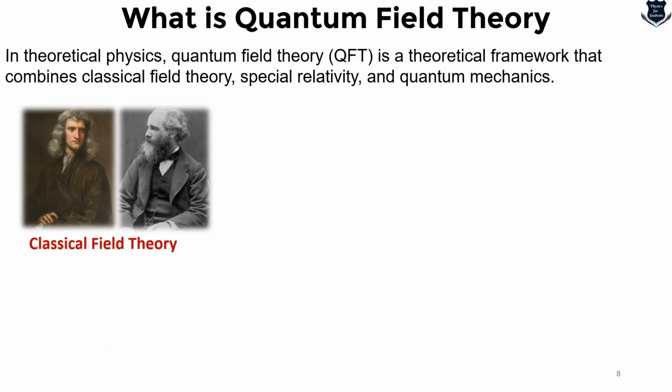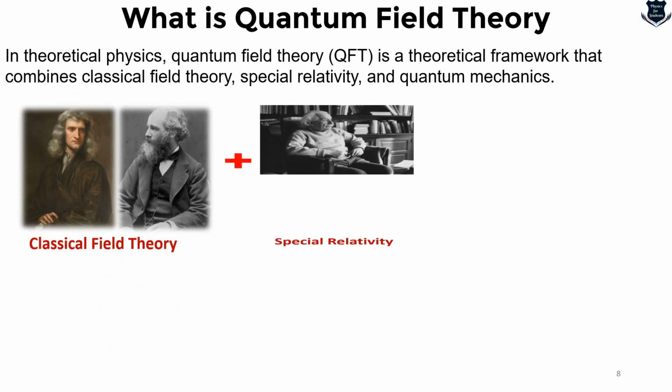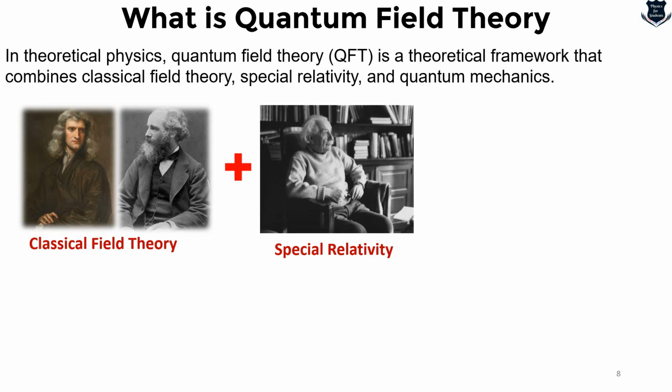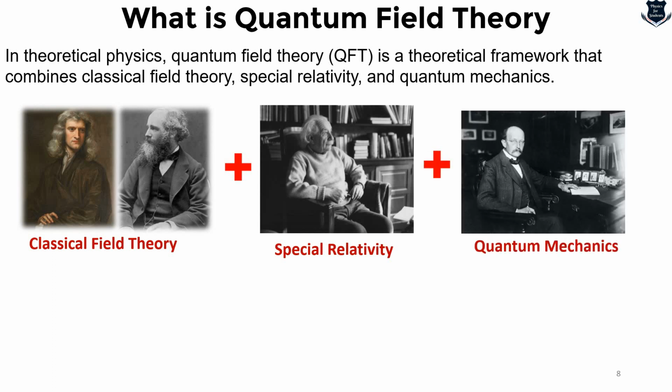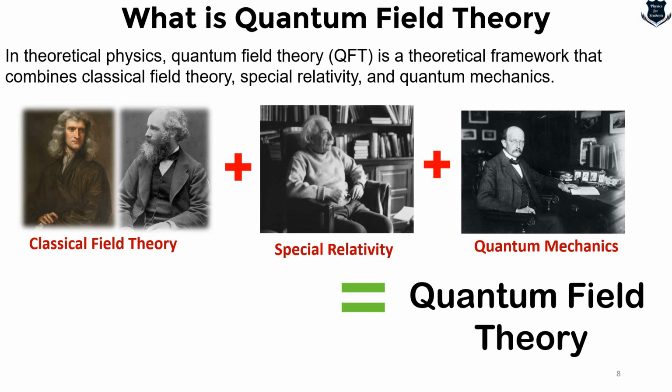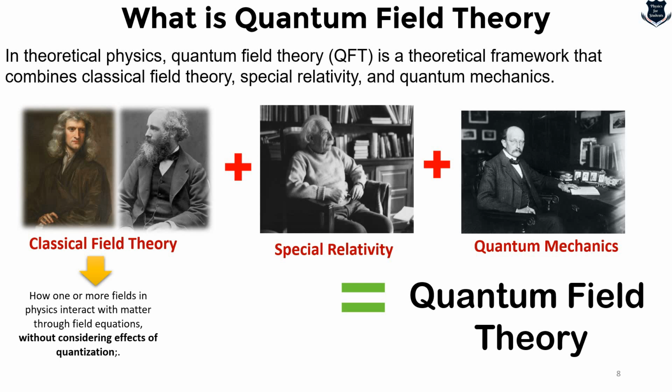So we have on one end the classical field theory, which is of Newton's and Maxwell's equations. We are trying to combine it with special theory of relativity and quantum mechanics and get into something which is called a quantum field theory. Now this classical field theory is something we can take up in another video, or you can attend my live classes which I have already started, called the basic concepts of quantum field theory. It actually shows how one or more fields interact with matter without considering the effects of quantization. Obviously if you take the concept of quantization, it is not classical, it becomes quantum.